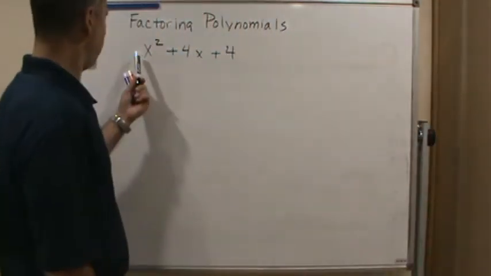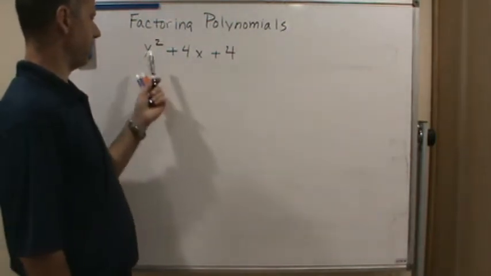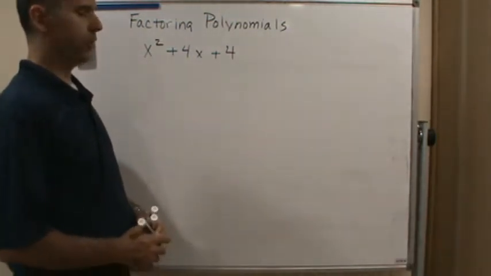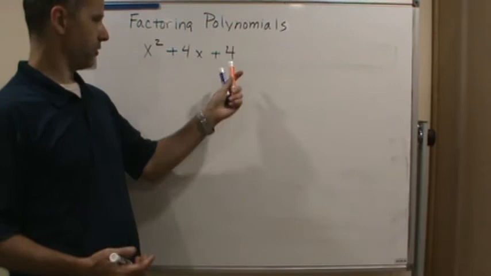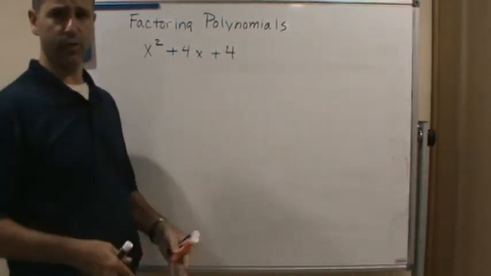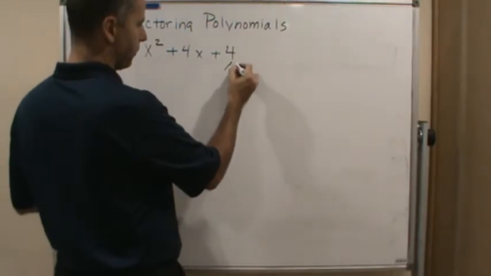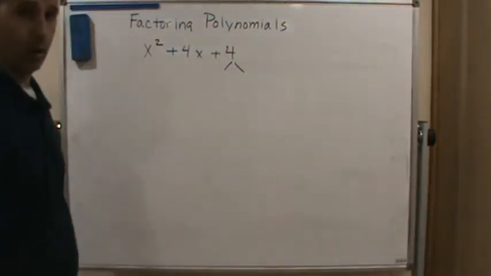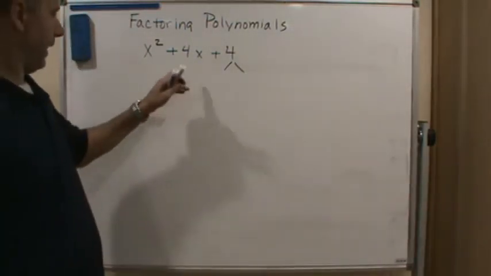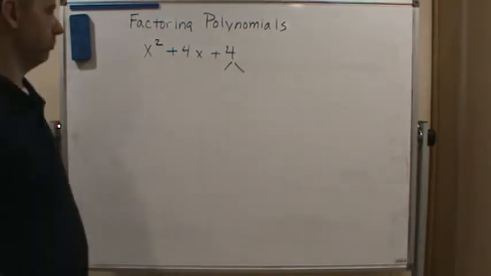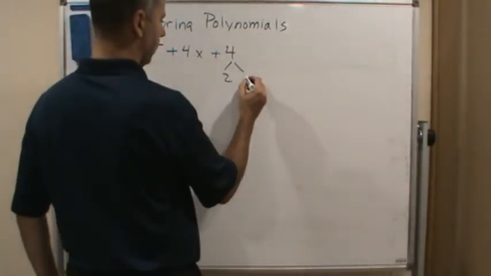So if this is 1, then when you do the AC method, you're just going to get 4. So you're just going to end up finding the factors of this constant. So let's just do that. Let's find 2 factors of 4 that add up to 4. Well, that's going to be 2 and 2.